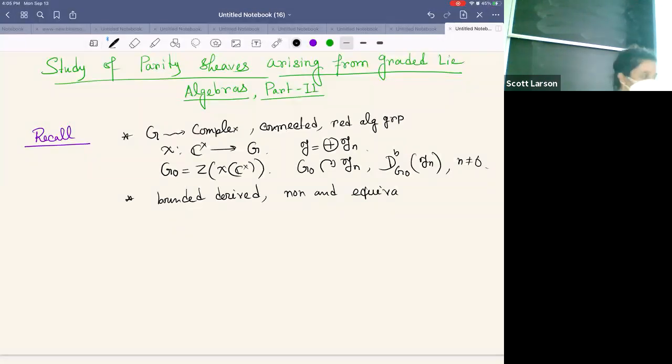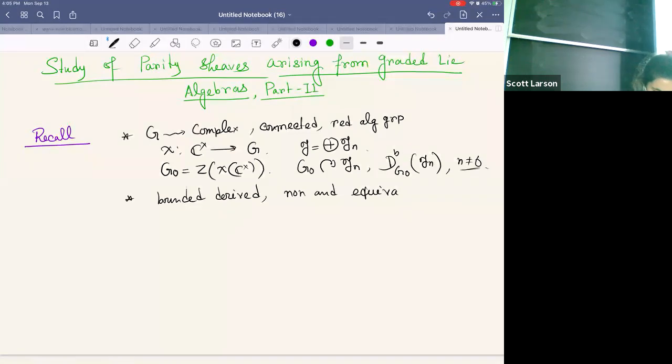Can I ask a question? Why do we... never mind, I think I answered my question. You're asking why n not equal to 0. Yeah. Okay, so only for n not equal to 0 we get finitely many G0 orbits. That's important for certification.